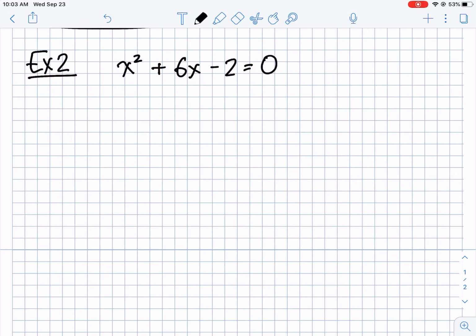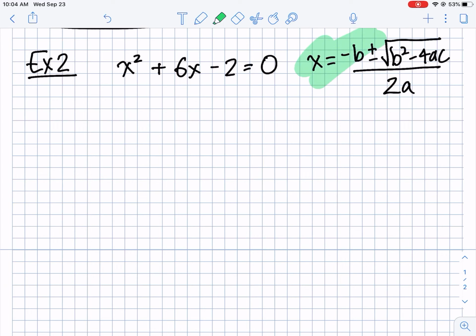Okay guys, here we are with example 2 of solving quadratic equations using the quadratic formula. Even though when we look at this one we might want to complete the square, we're going to do this using the quadratic formula. So remember, the quadratic formula is x equals negative b plus or minus the square root of b squared minus 4ac all over 2a. So there we have our quadratic formula. We're going to go back and use that while we do this.